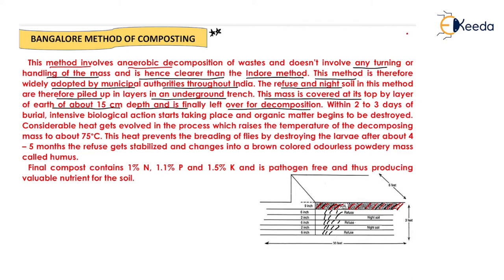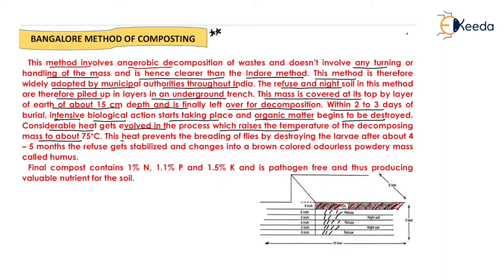over for the decomposition. Within 2 to 3 days of the process, intensive biological action starts taking place and organic matter begins to be destroyed. Due to this decomposition, considerable heat gets evolved in the process, which raises the temperature of the decomposing mass to about 75 degrees Celsius. This high temperature indicates that the decomposition has started, and slowly the temperature will decrease and the decomposition process will be completed.